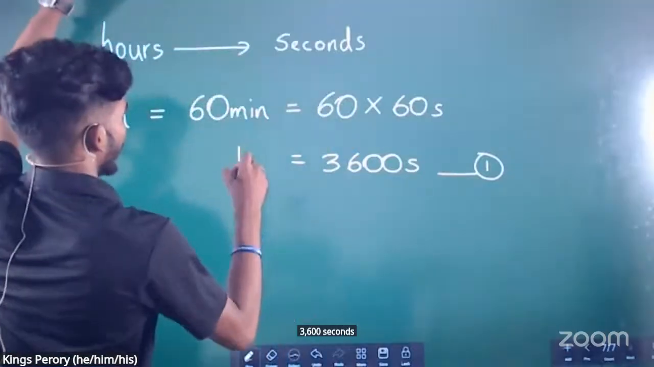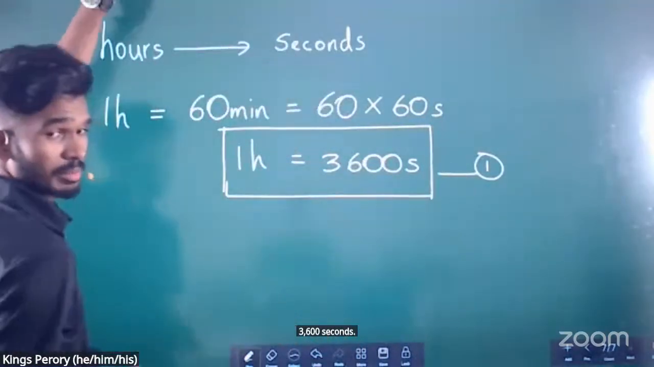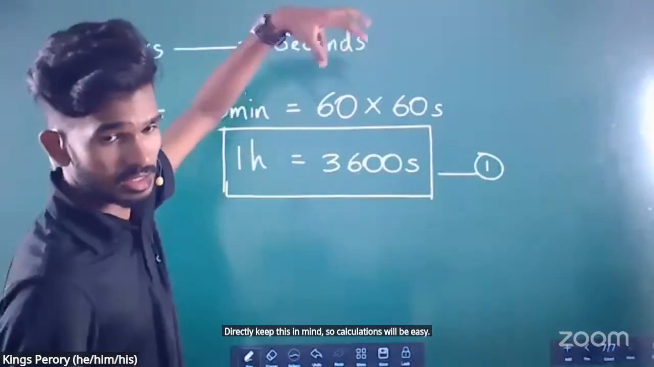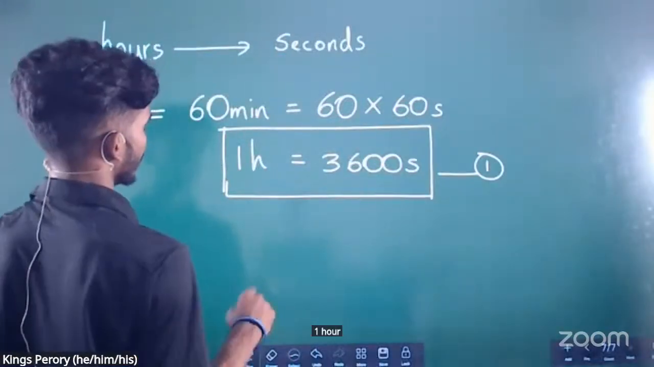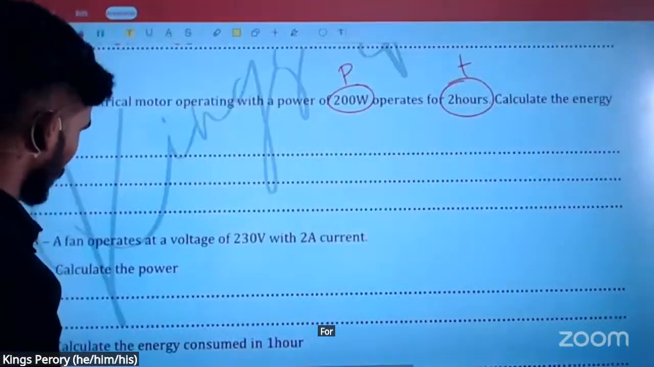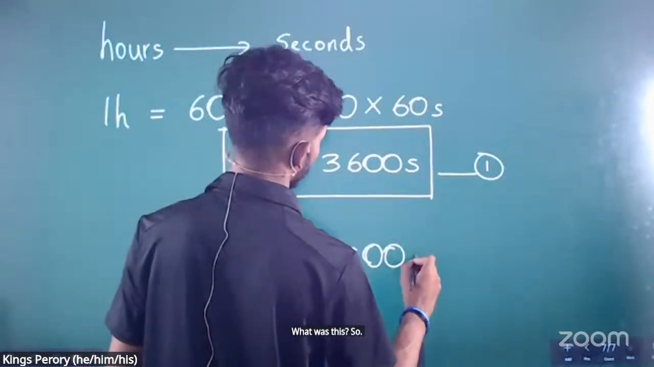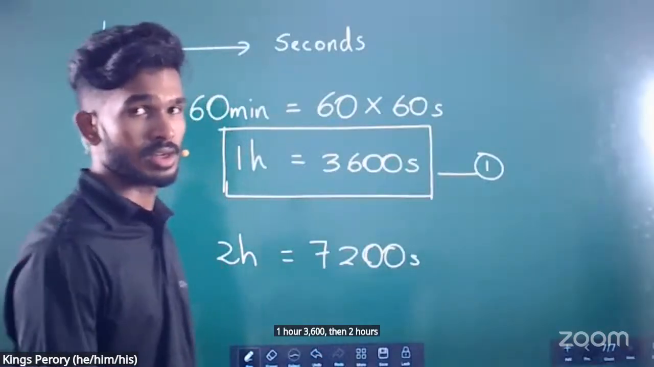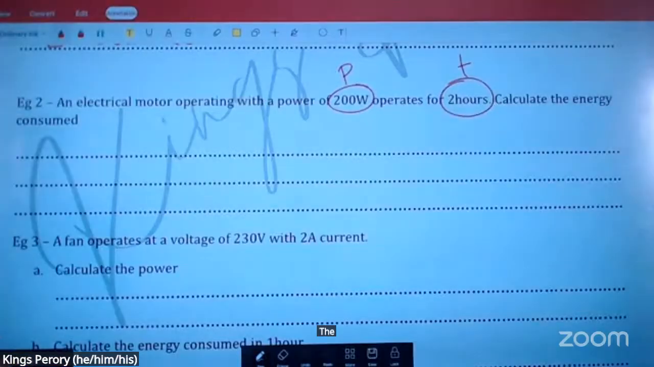Keep that in mind: 1 hour is 3600 seconds. Directly keep this in mind, so calculations will be easier. Don't separately multiply 60 by 60. Just keep in mind 1 hour is 3600 seconds. Then 2 hours, how much? 2 hours is 7200 seconds, 3600 multiplied by 2.